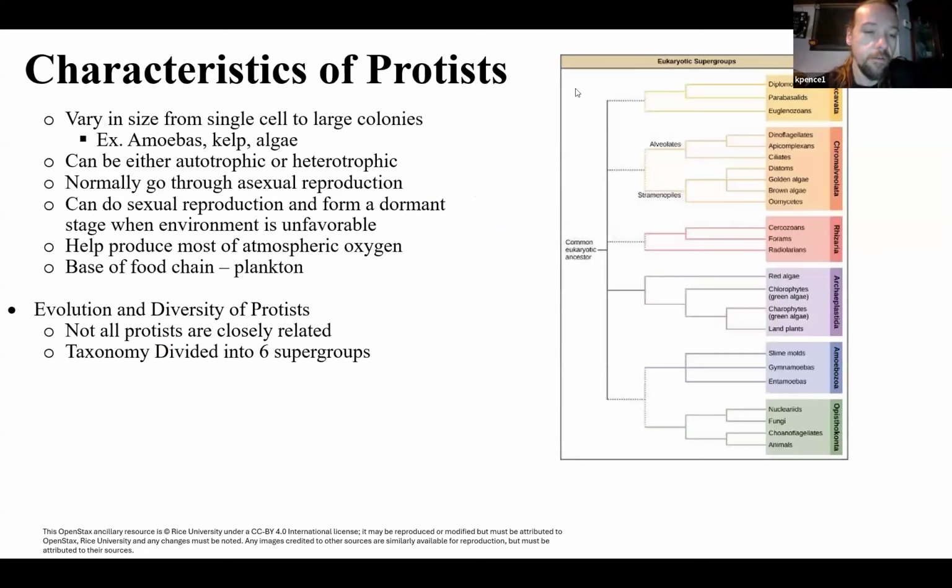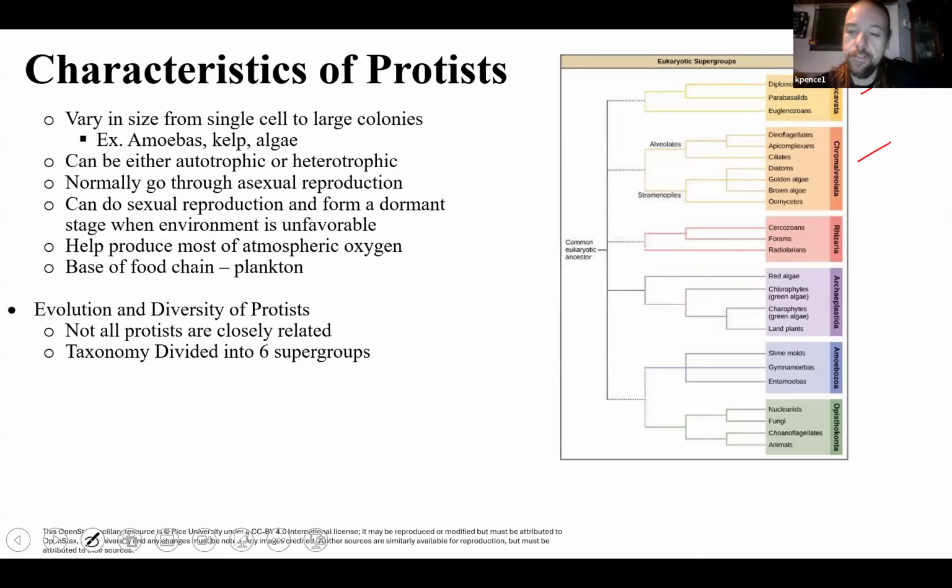These are called supergroups. So supergroups really aren't a true level of taxonomy. They're kind of a way to organize this very diverse group. We'll walk through each one of these, but we have the excavata. So these are going to be individuals that do not have a mitochondria. So they're kind of either adapted for something else or their mitochondria have shrunken and they don't use them anymore.